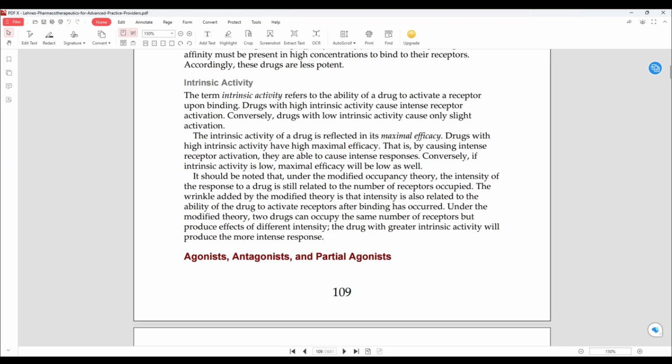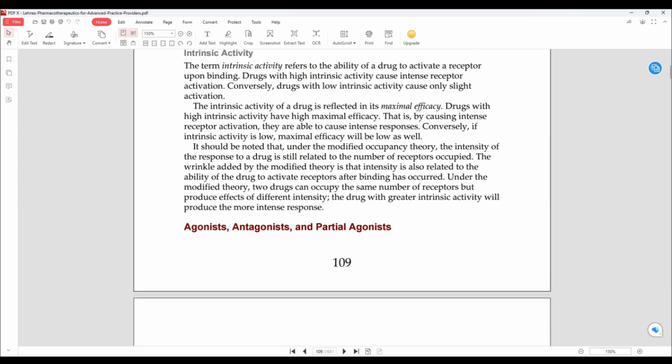The term intrinsic activity refers to the ability of a drug to activate a receptor upon binding. Drugs with a high intrinsic activity cause intense receptor activation. Conversely, drugs with low intrinsic activity cause only slight activation. The intrinsic activity of a drug is reflected in its maximal efficacy. Drugs with high intrinsic activity have high maximal efficacy. That is, by causing intense receptor activation, they are able to cause intense responses. Conversely, if intrinsic activity is low, maximal efficacy will be low as well.